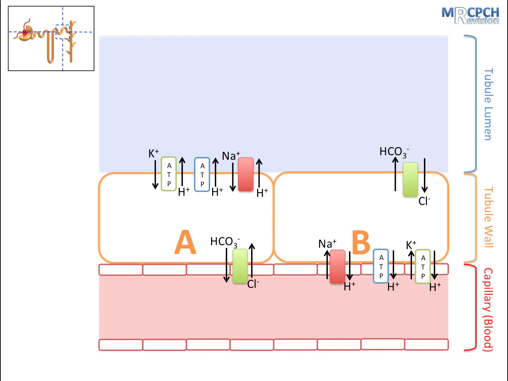So the type B cells act when we're in a state of alkalemia in an effort to correct that. And that's, in a nutshell, how the kidneys regulate our acid-base balance. This becomes important when we start to consider renal tubular pathologies, and we'll consider those in future videos.